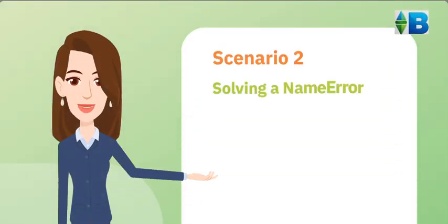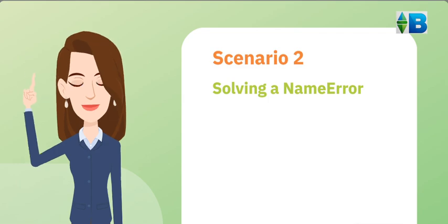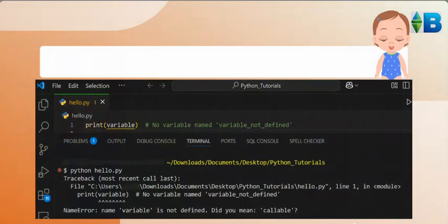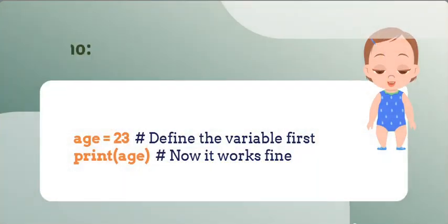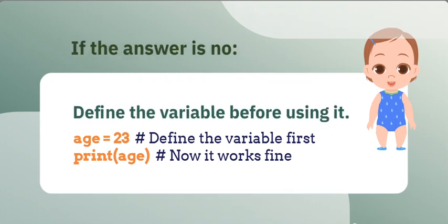Solving a name error requires proper variable management. Pause and analyze. Is the variable defined before use? If the answer is no, define the variable before using it, as shown for example.